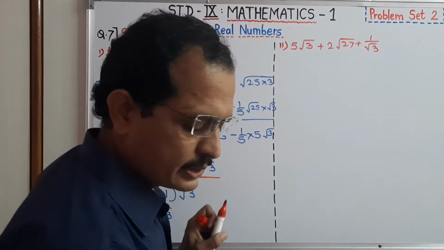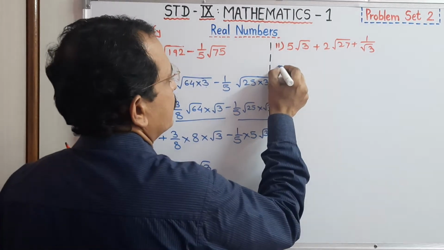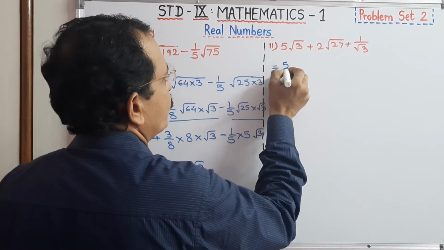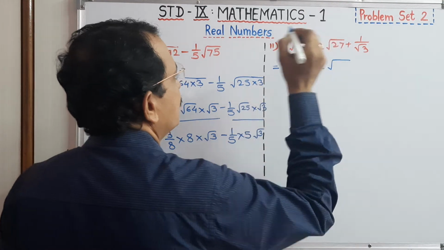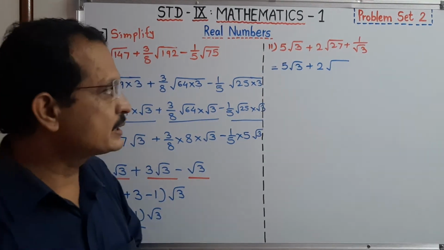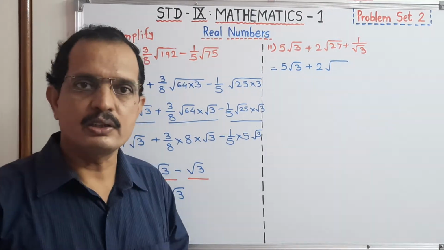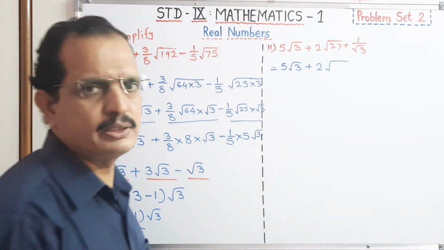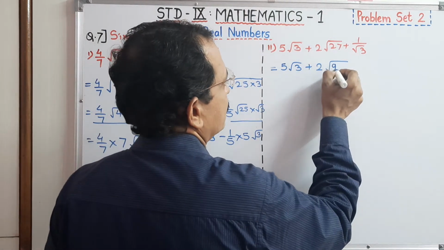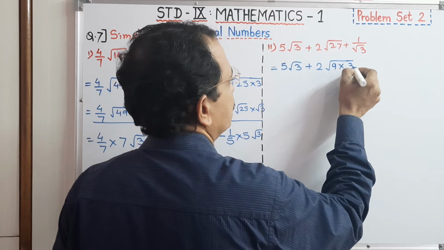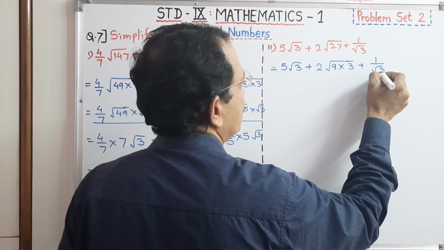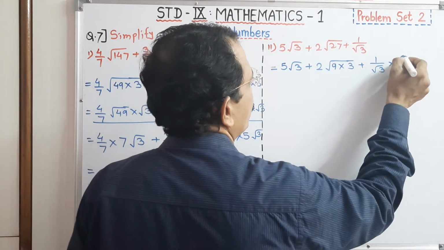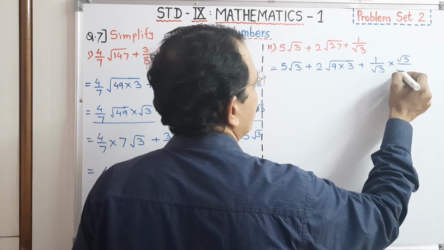This is also very easy. Now see here, first one is 5 root 3 as it is. Tell me the factors of 27. Factors of 27. Very easy. It is 9 into 3, plus 1 upon root 3 into root 3 upon root 3.